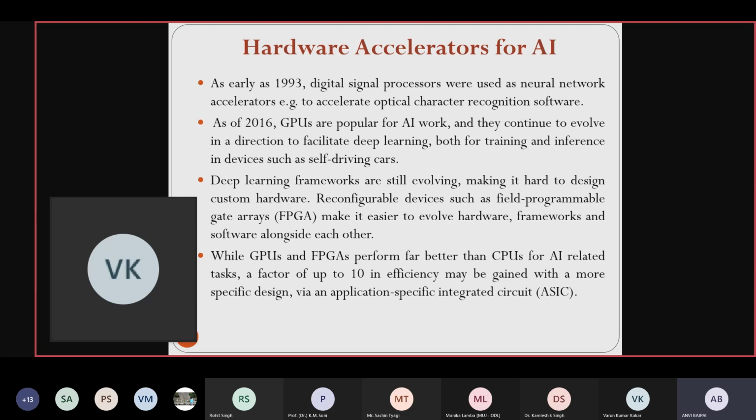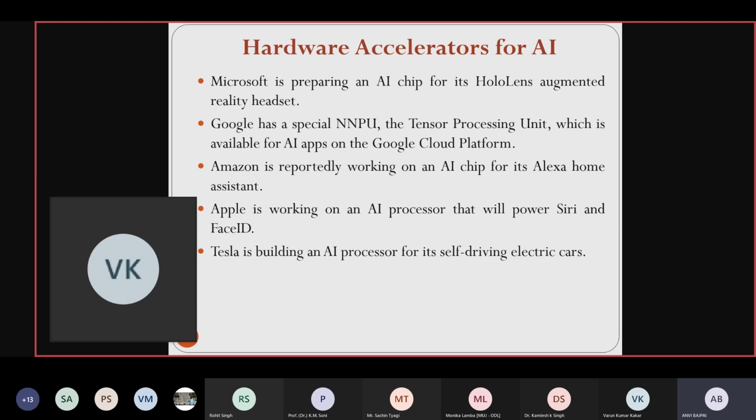After that, yes, we need some. Once we have done the research and development, we need an ASIC, application specific IC, so that we can develop a product. Some of the hardware accelerators are already developed by some of the companies, like Microsoft, which is preparing an AI chip for its HoloLens augmented reality headset.